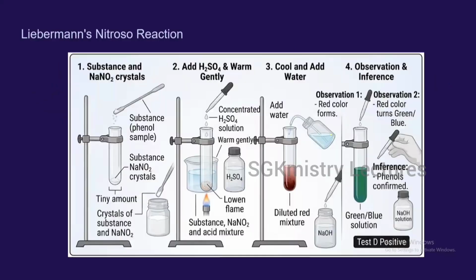Okay. So now let us look into the Lieberman's nitroso reaction. You're going to take a dry test tube in which you're going to take the resorcinol sample. To this, you're going to add an equal amount of sodium nitrite crystals. Now, 2 drops of concentrated sulfuric acid is added to this. After that, you're going to warm the mixture. Once it is warmed, you're going to cool it and add water.